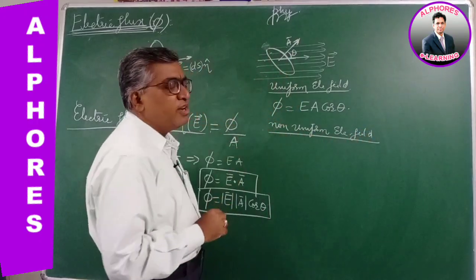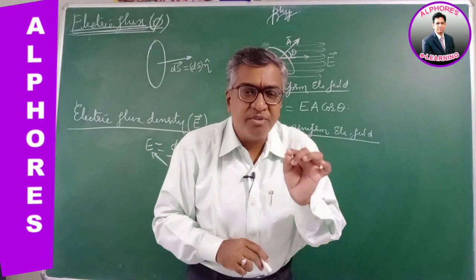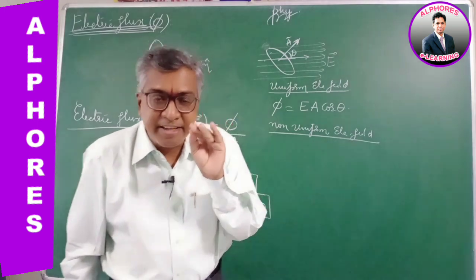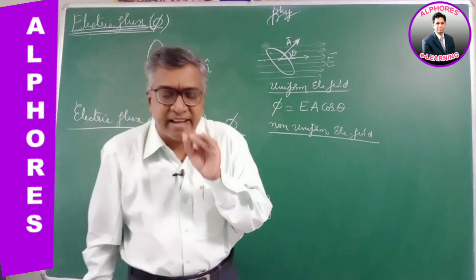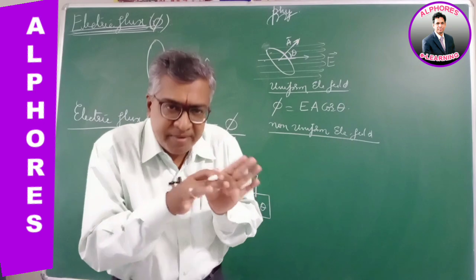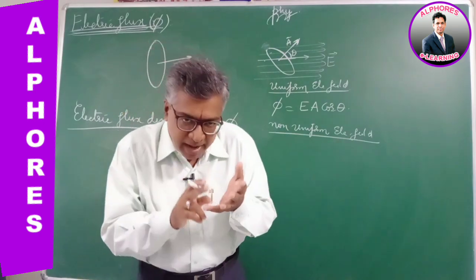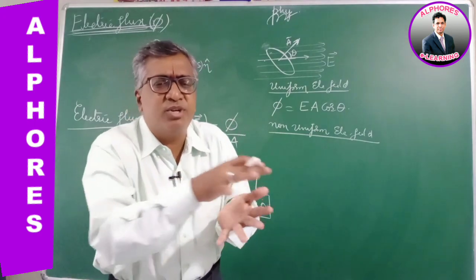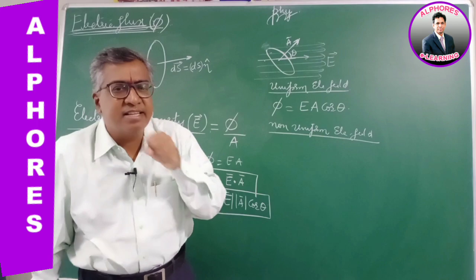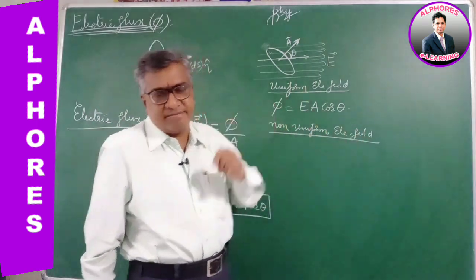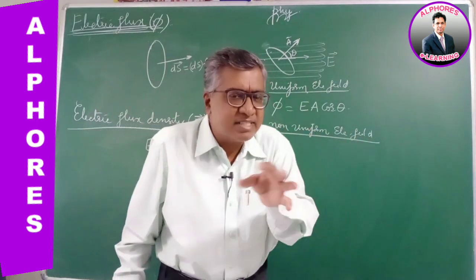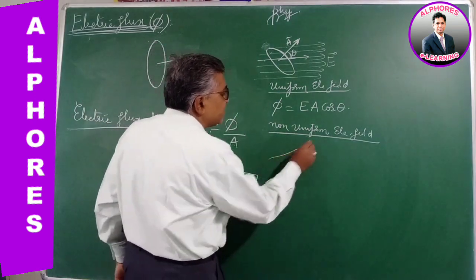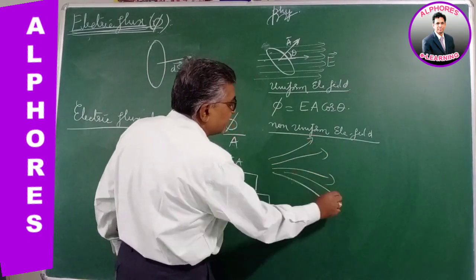Now what do I mean by a non-uniform electric field? It is an electric field in which the magnitude and the direction of the electric field intensity differ from point to point. Either the magnitude is different or the direction is different, or both are different from one point to another in that field. Such a field is termed a non-uniform electric field. Here neither the magnitude of E nor the direction remains constant. So it is varying like this.